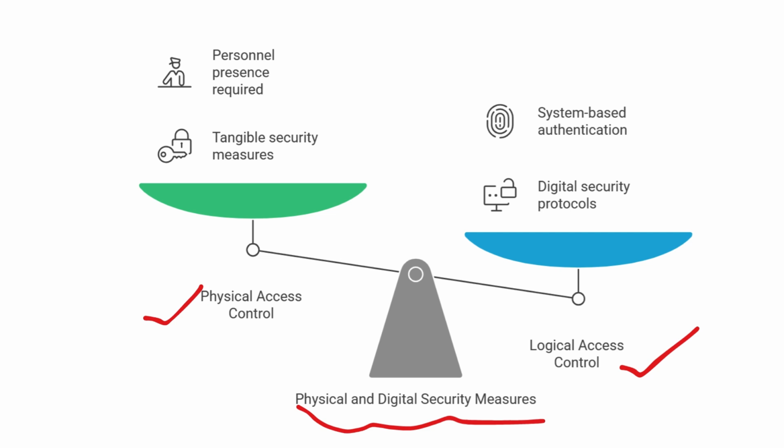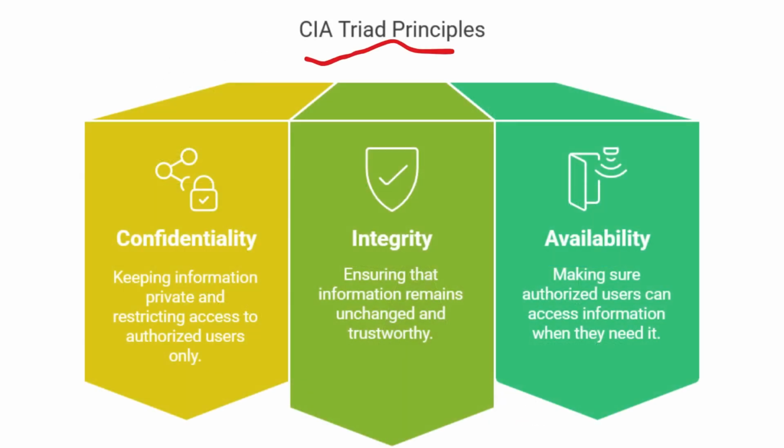Now, let's take this a step further and look at how security professionals structure access control using the CIA triad. In cybersecurity, everything boils down to three core principles of the CIA triad. Confidentiality is about keeping information private and restricting access to authorized users only. Integrity is about ensuring that information remains unchanged and trustworthy. And availability is about making sure authorized users can access information when they need it. Let's break these down with simple, real-world examples.